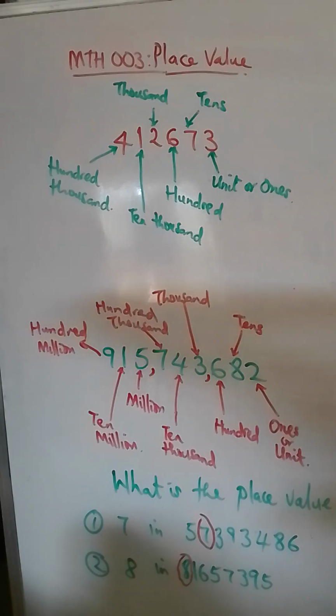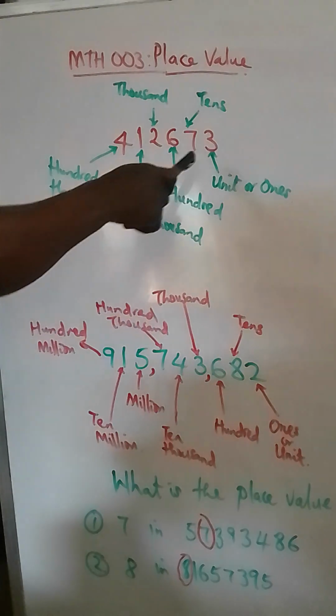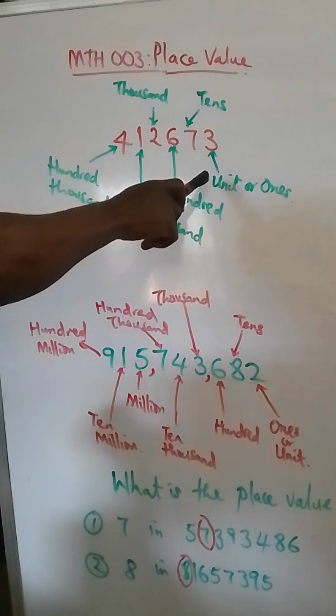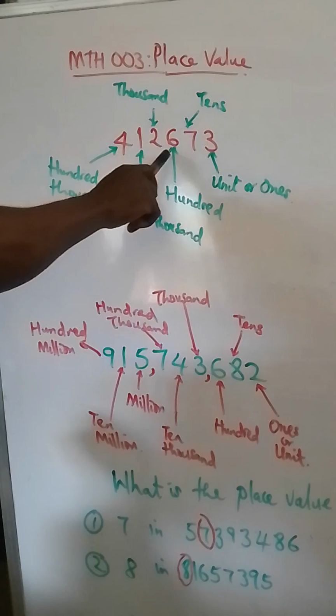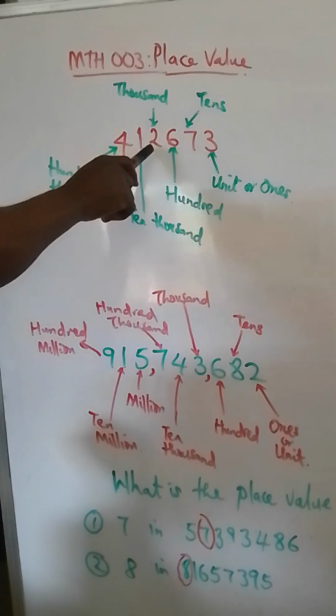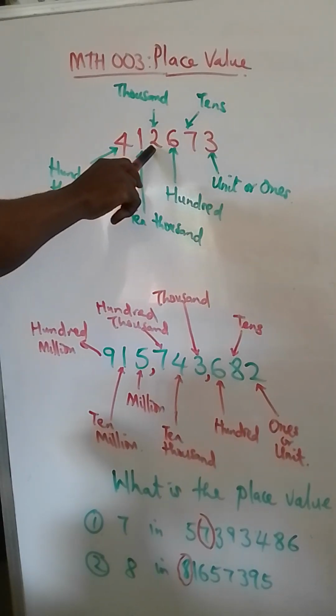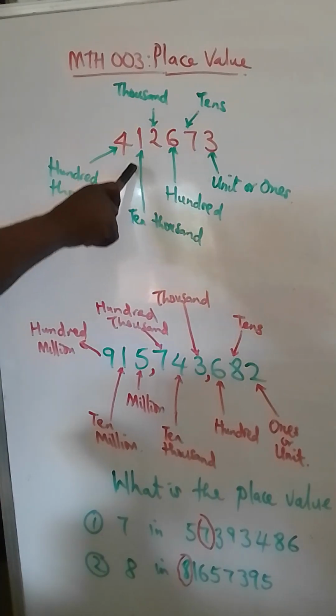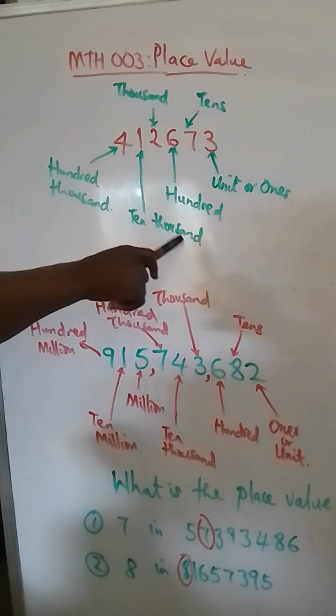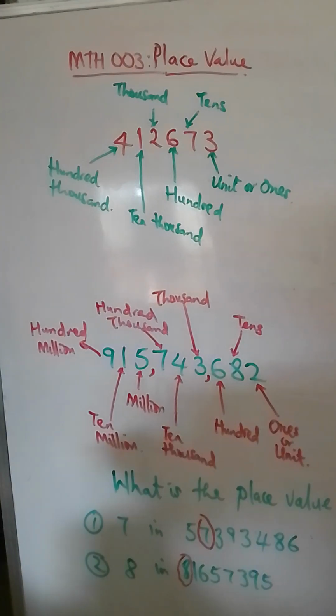Now, I gave you the first one, which is a 6-digit number, and we said that the first one to your right, the place value is units. The second one is tens, while the third one is hundred. Now, that number 2 occupies the place value of thousand, while the place value of 1 is 10,000. 4 is in the position of 100,000. So don't forget that. But what if you have more than a 6-digit number?